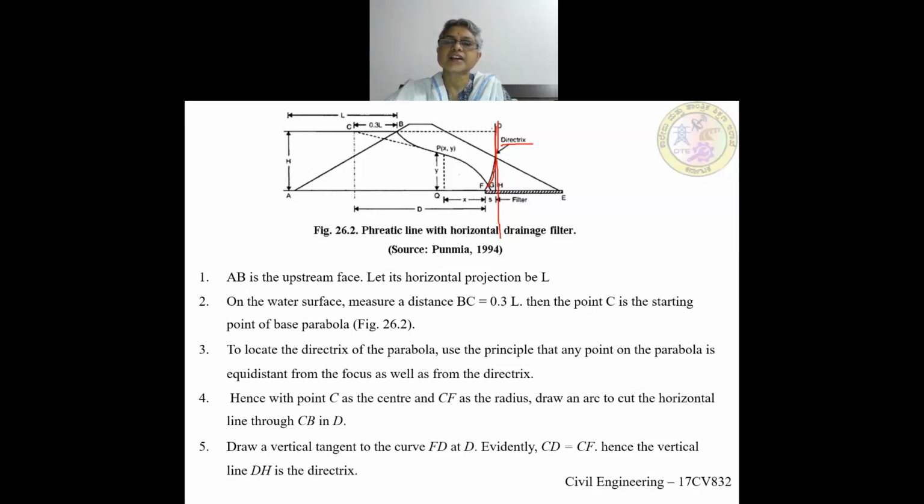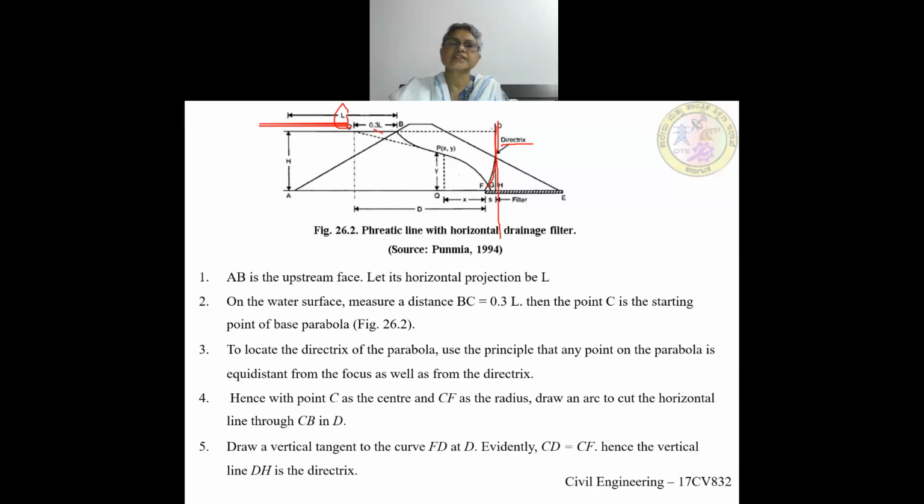So G is the starting point of the phreatic line which is in between F and H. So how do we locate the other points? So we'll see here. I'll repeat once again. AB is the upstream face. Let the horizontal projection be L. Then on the water surface, measure distance BC, which is equal to 0.3 L.